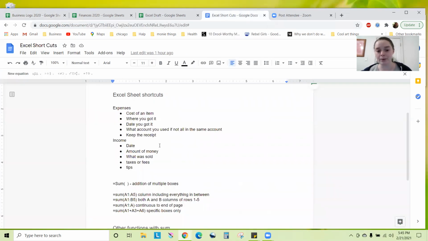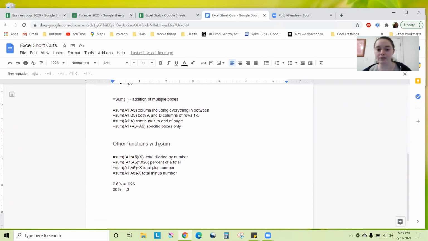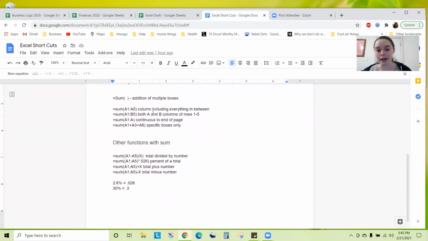Here's another sheet that will have some shortcuts for you. It'll have the formulas that I just showed you and kind of an explanation right next to them of what they were. So you can see what you're doing there. And then again, this is the square tax and the 30%, just a shorthand for you in case it's helpful.